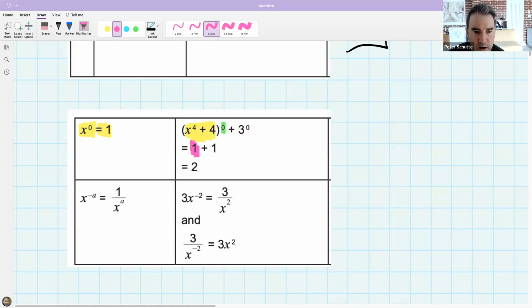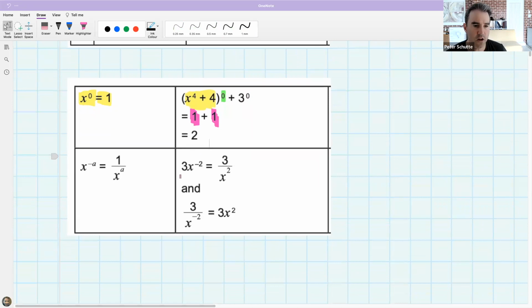What's 3 to the power of naught? It's also 1. And then together it gives you the 2. So that's going to come up. We call that one of the definitions for the section. And then the last one is this negative power idea. If you've got a base to a negative power and you want to make it positive, generally you take it below the line, and then it becomes a positive power.